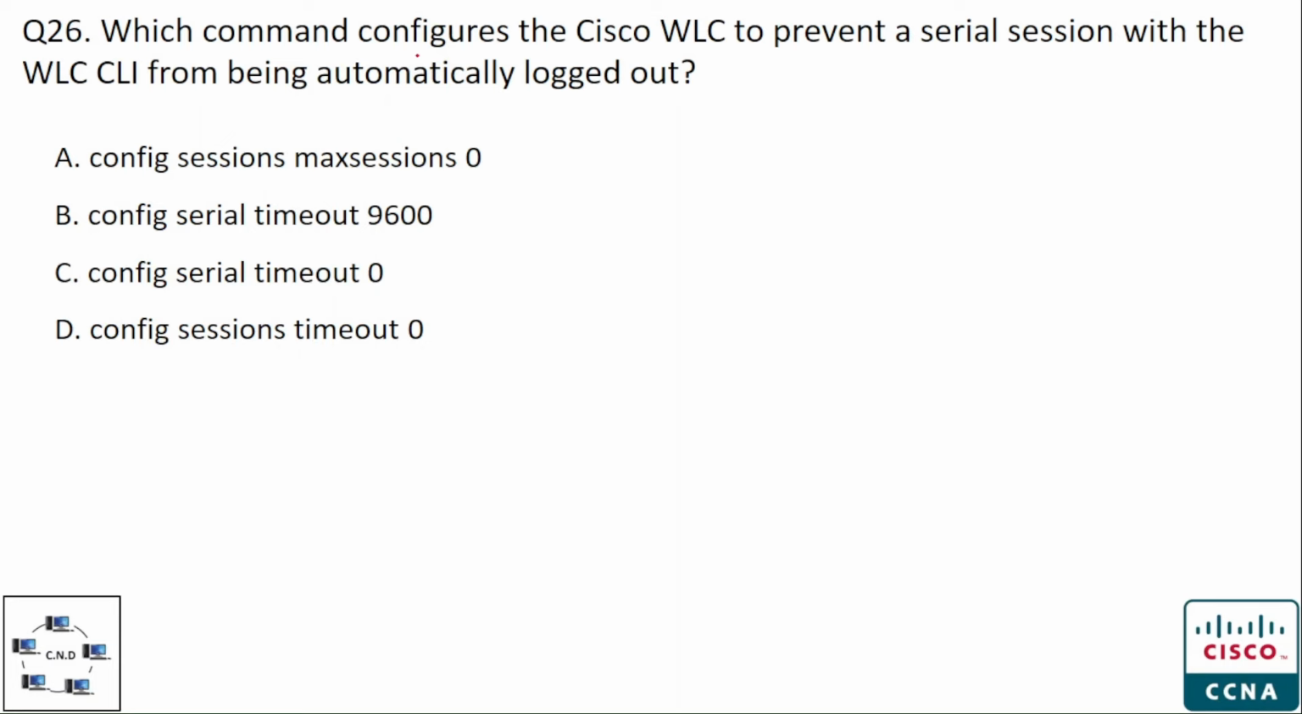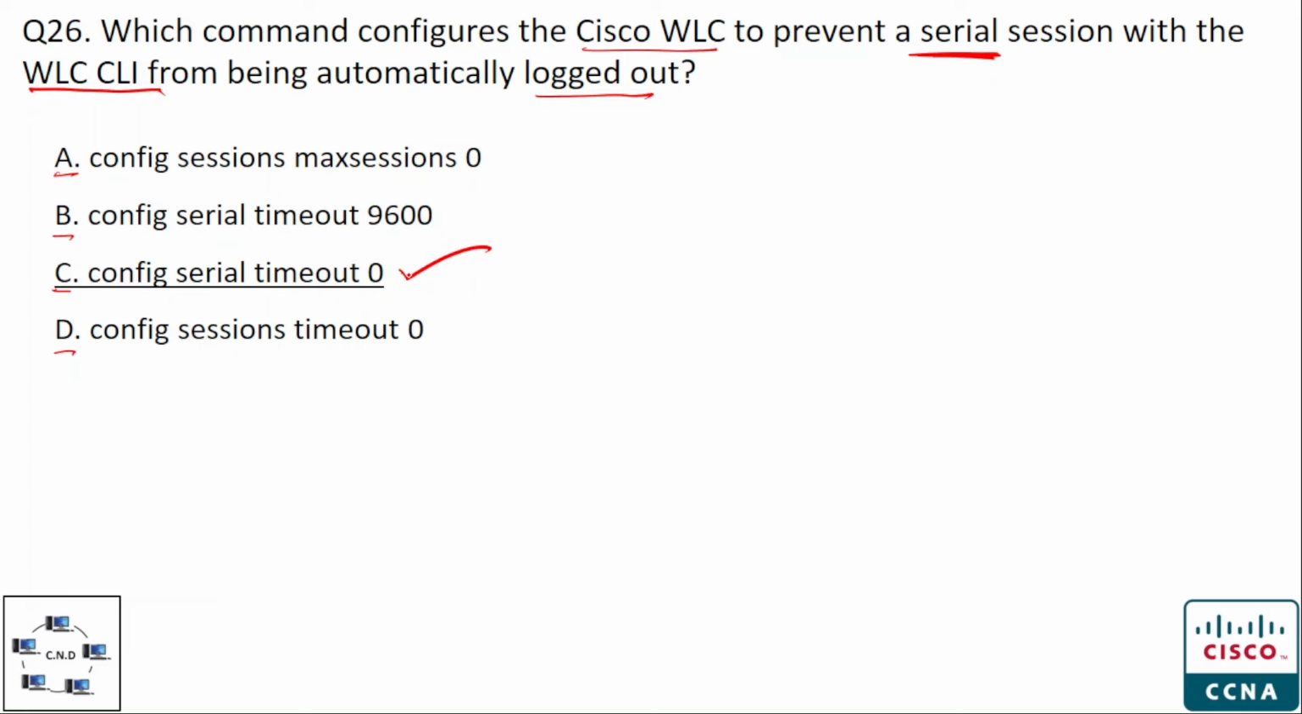Question number 26, which command configures the Cisco wireless LAN controller to prevent a serial session with the WLC, or wireless LAN controller CLI, from being automatically logged out? We are talking about serial session, remember? And the options are option A, config session max session 0, option B, config serial timeout 9600, option C, config serial timeout 0, and option D, config session timeout 0. And the correct option is option C, config serial timeout 0.